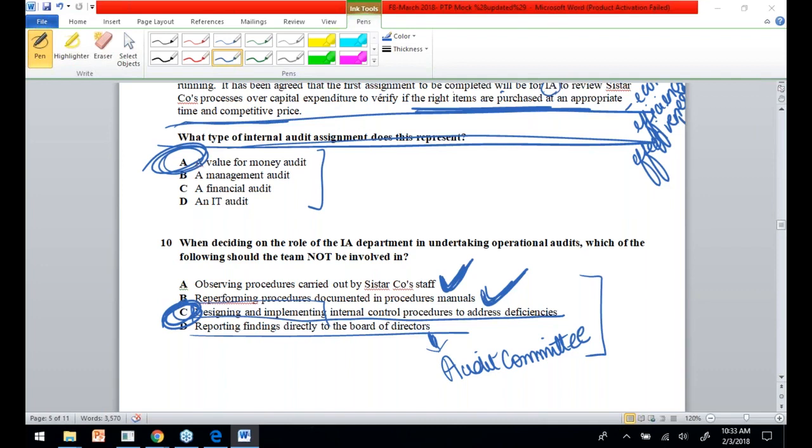Yes, audit committee is included, Ramesh, in the board of directors because it is a subcommittee of the board. It also enhances the risk of self-review, isn't it? Yes, Muzammil, that is correct as well.